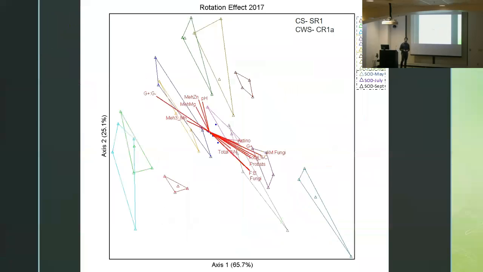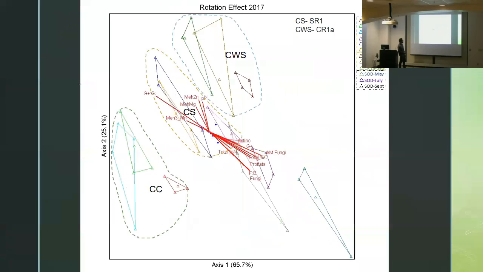When we moved into the 2017 growing season, the corn-soybean rotation was now in its first year of soybean. The community during this growing season was significantly different than the continuous corn community and significantly different than the corn, wheat, soybean community. However, it fell somewhere in between the two. They separated out primarily along axis 1, which represented 65% of the variability between these groups. And the sod always remained significantly different.